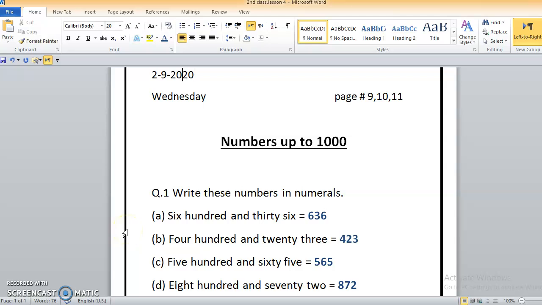Open your notebook first and write today's date, 2 September 2020. Today is Wednesday, and we are going to practice work from page number 9, 10 and 11 under the heading of the topic, that is numbers up to 1000.